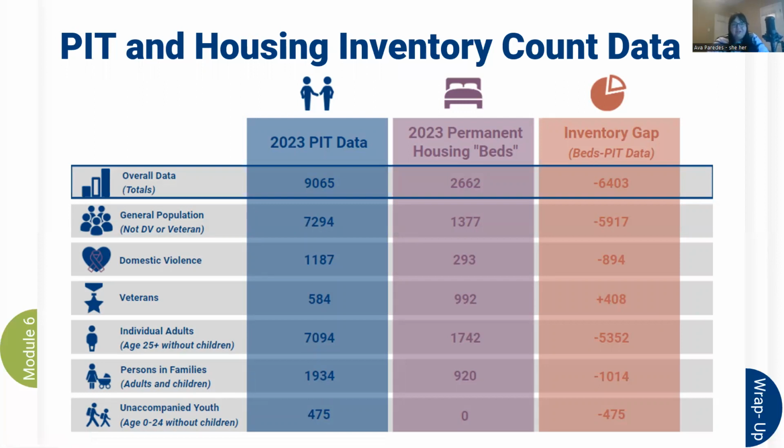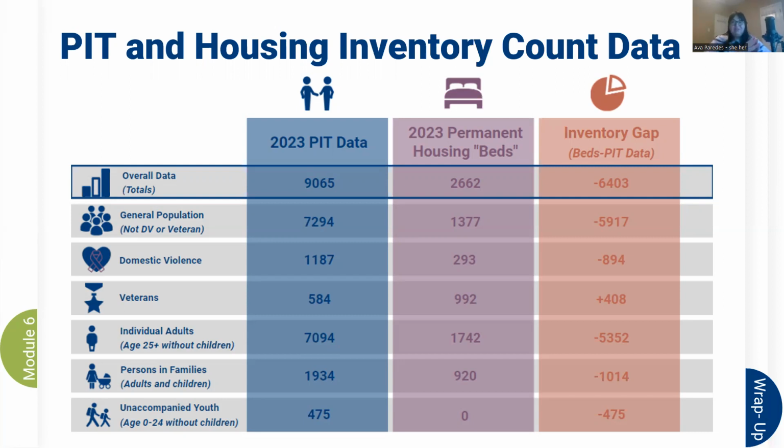So the final data analysis I'm going to talk about today is using your PIT data and HIC data together. So using point in time count data as well as housing inventory count data. So this data snapshot right here on the screen is meant to demonstrate the gaps in housing to serve those identified as experiencing homelessness through the PIT count. So the housing inventory count was utilized to demonstrate the permanent housing inventory because it's the most comprehensive housing data set that we have across our geography, similar to how the point in time count is the most comprehensive data set we have regarding people experiencing homelessness within our geography.